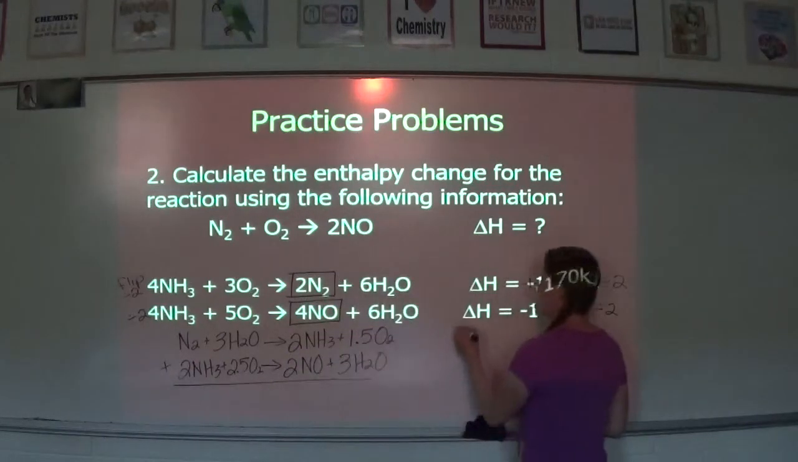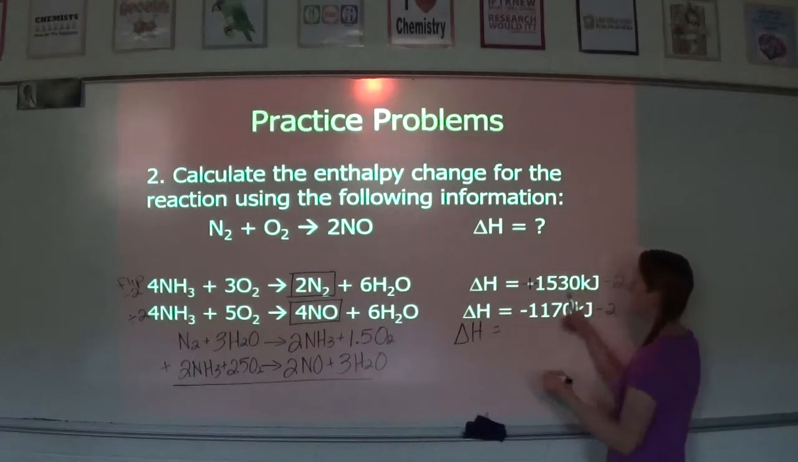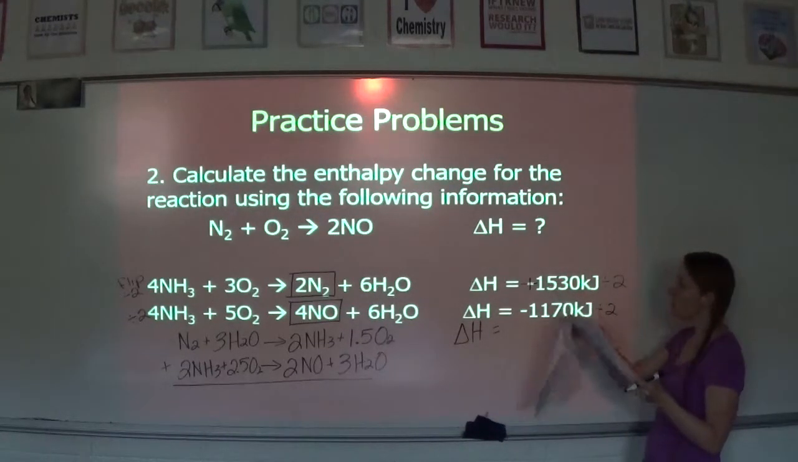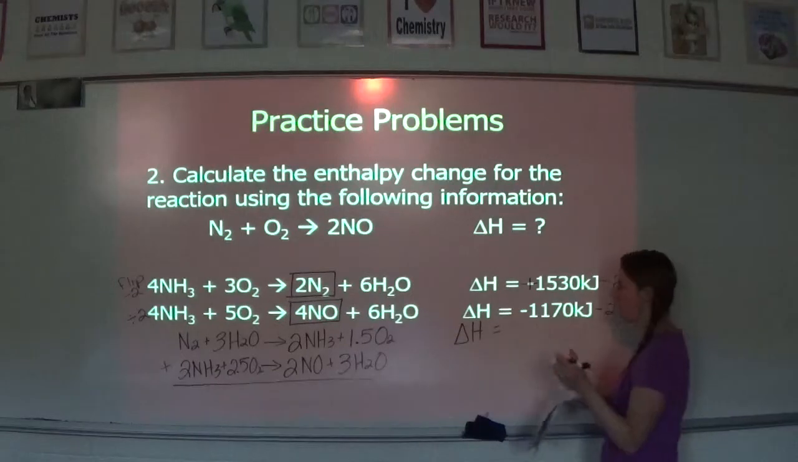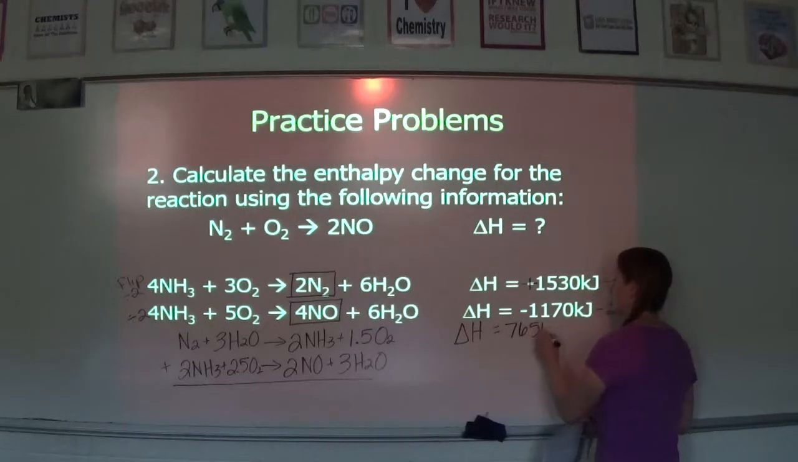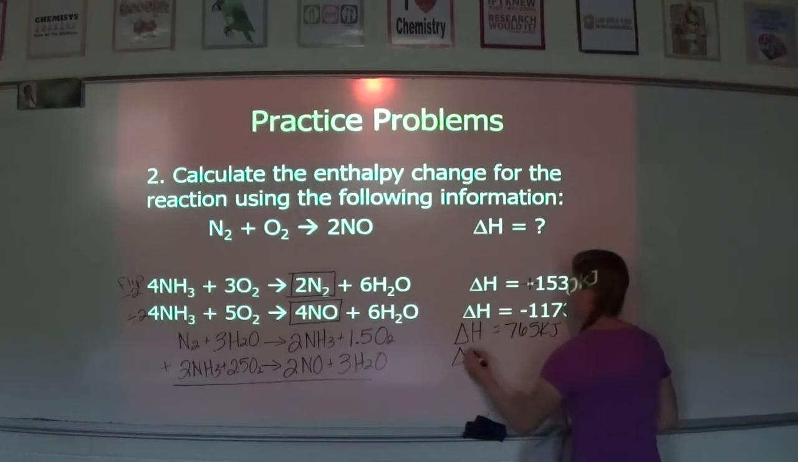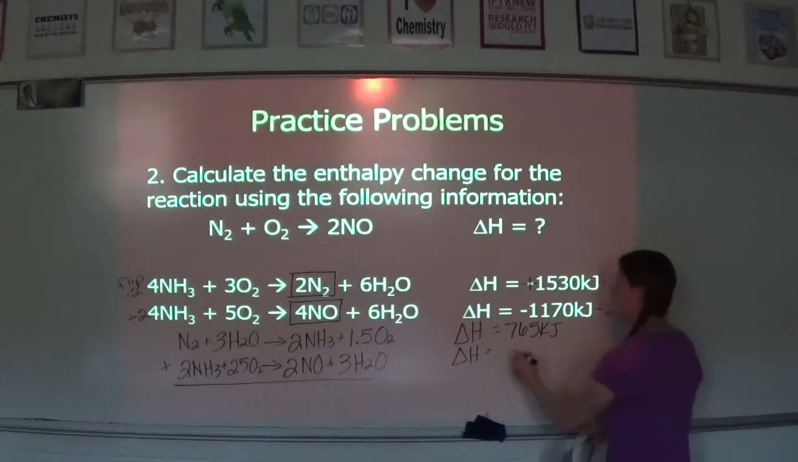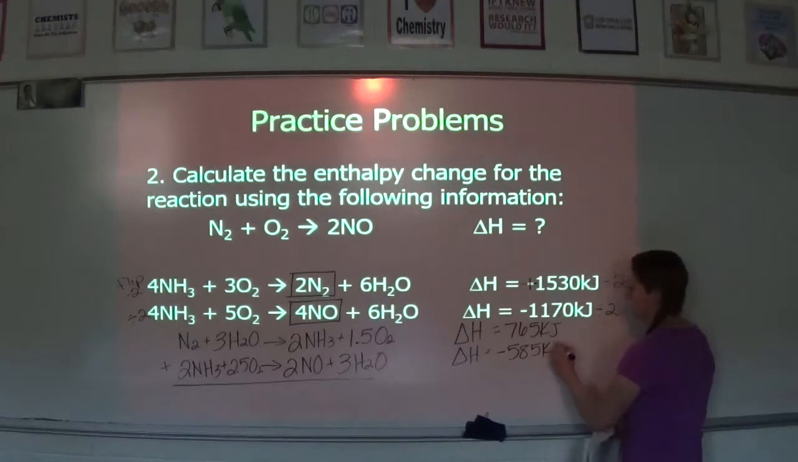So let's look at what our delta H's will be for this. We're going to take our 1530 and divide it by 2. And remember, we changed it to positive because we flipped our reaction. So that's 765 kilojoules. And then for our second reaction, we did not flip. We just divided by 2. And so that becomes negative 585 kilojoules.